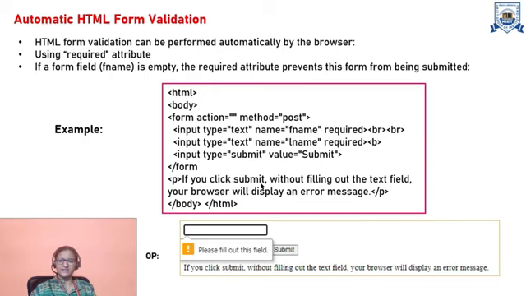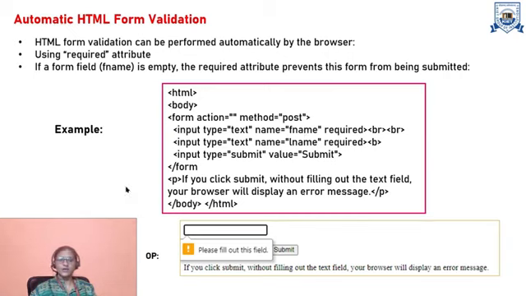If you click submit without filling out the text field, your browser will display an error message, because we are not calling any method. We are not putting any event handler over here. We are not calling any function, because it is automatic form validation. With the help of this attribute required, it will not allow us to proceed. Your browser will automatically generate a message.